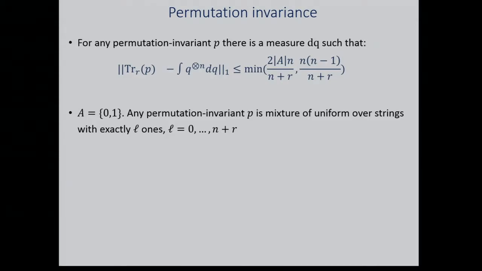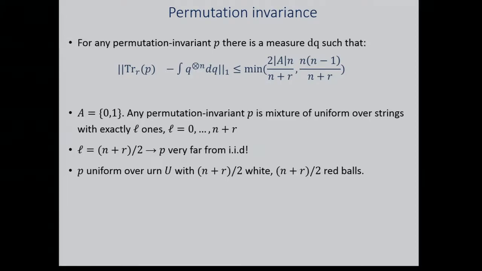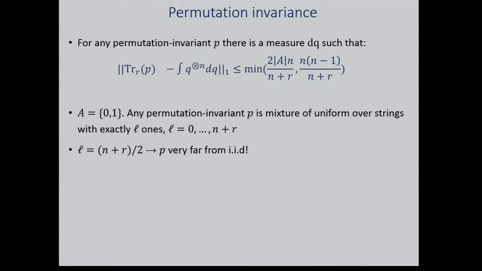So we already said this, right? Anything that's permutation invariant is going to be a mixture of uniform over strings that have 0 1s, 1 1, 2 1s, etc. And there's definitely such distributions that are very far from IID. For instance, if I take myself to be uniform over strings that have n plus r over 2 ones, so half ones, then this is definitely not IID because it has no variance at all in the numbers of zeros and ones. So if I try to do this as coin flips, I'm not going to get there. But here I didn't marginalize anything, right? So I have to marginalize over the r coordinates. This is what's going to save us.